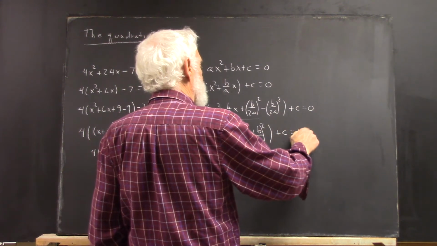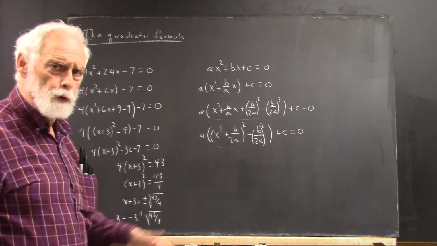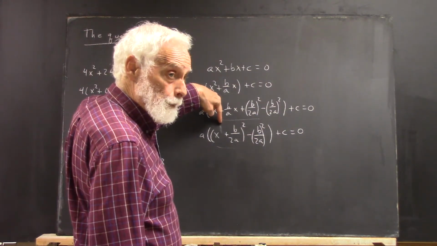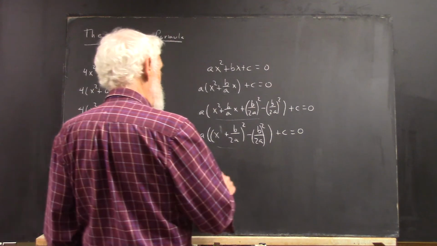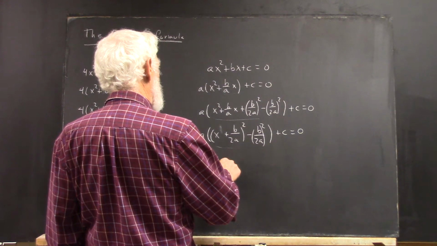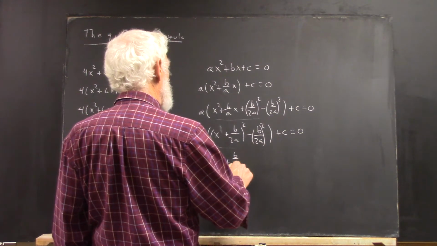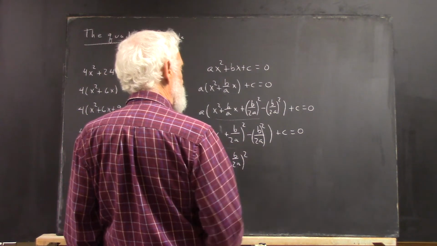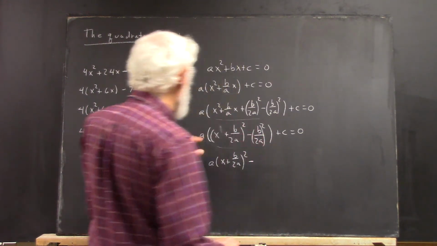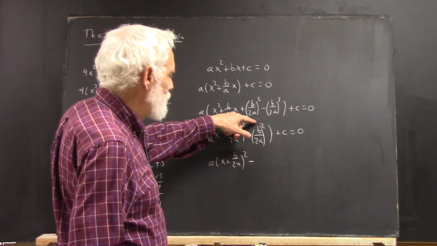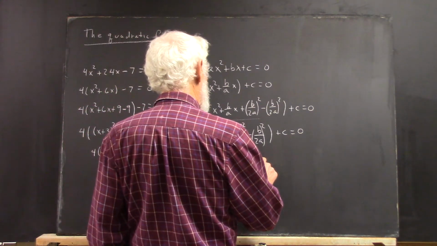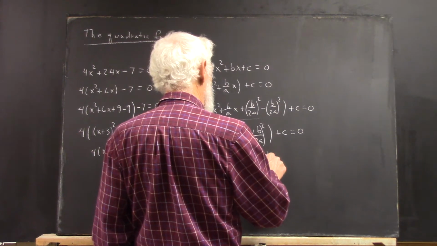Better learn to be careful. Maybe too late in my case, but you learn it. Okay, so here we have it. So this is a times the quantity x plus b over 2a squared minus a times this quantity. I better write that out, because if I write out the result, you wonder where the a went.